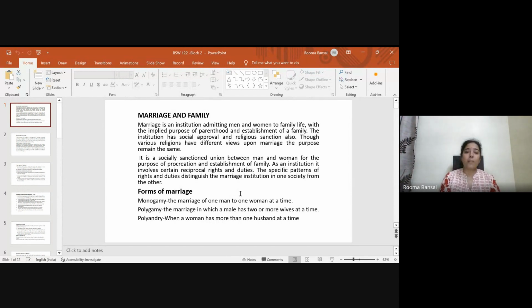Generally, monogamy is a very common practice of marriage in our society. Somewhere we find polygamy also, but polyandry is rare in some parts of the world. We find polyandry where a woman has more than one husband.